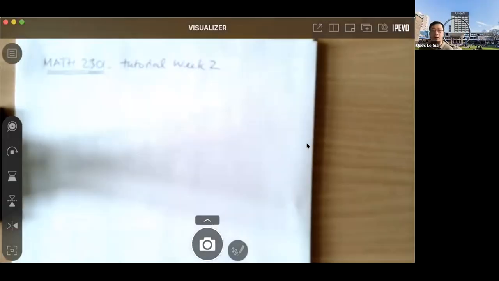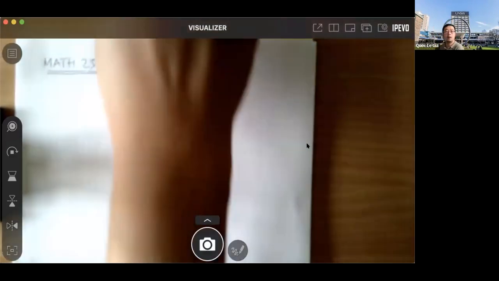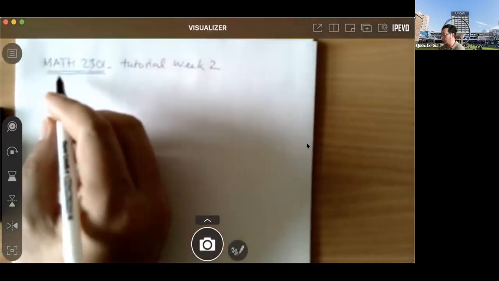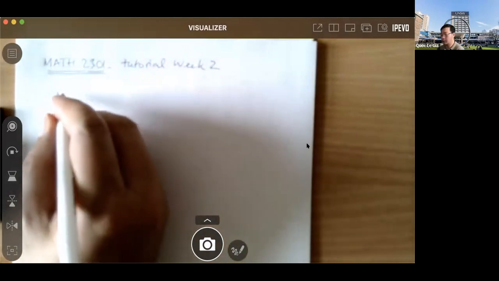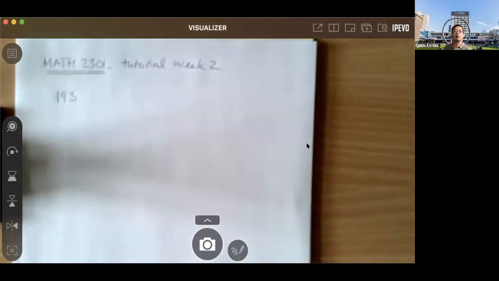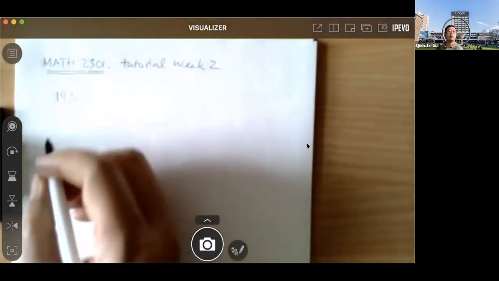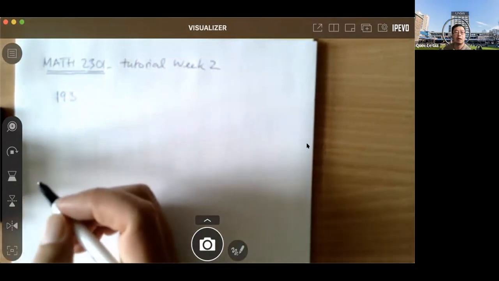So how do you find it? Can you see? You can see it, right? So 193. You can read it, right? I can write a bit bigger.